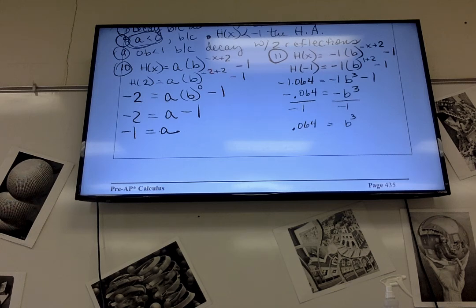Then how do we get rid of the cube? Yeah, there is a cube root button in your calculator, but it's under the math menu, and then you have to push down. Or you could just do 0.064 to the 1/3. Remember, 1/3 is the same as cube root. Just when you put it to the 1/3 power, make sure you put 1/3 in parentheses. And you should get b equals 0.4.